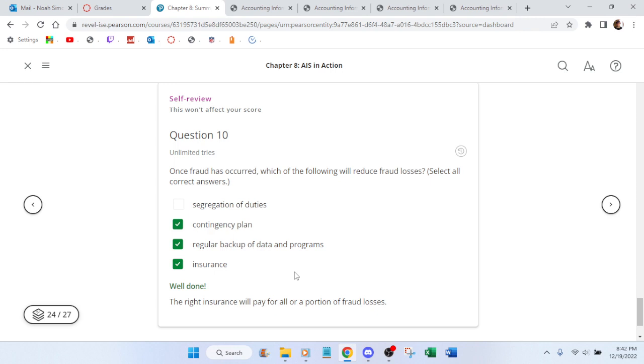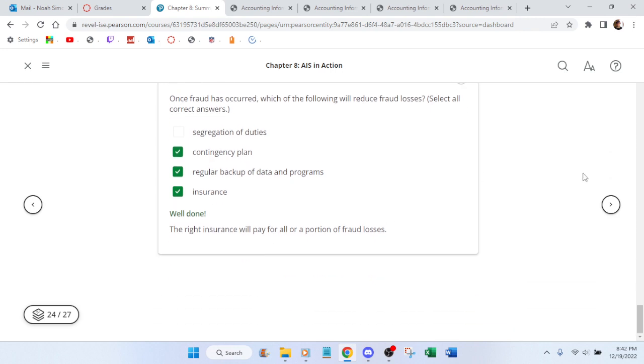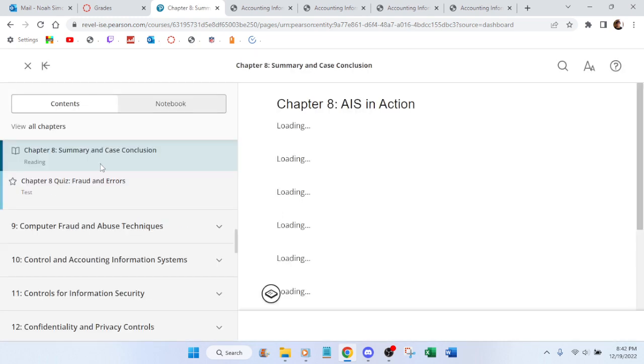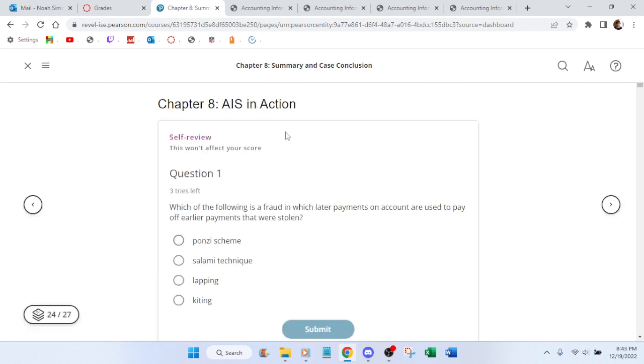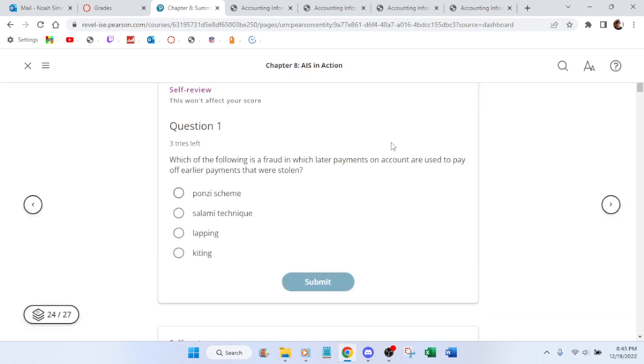Contingency plan, regular backup of data and programs, or insurance. Which of the following is a fraud in which later payments on account are used to pay off earlier payments that were stolen?